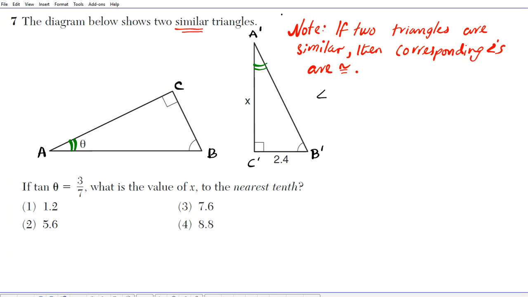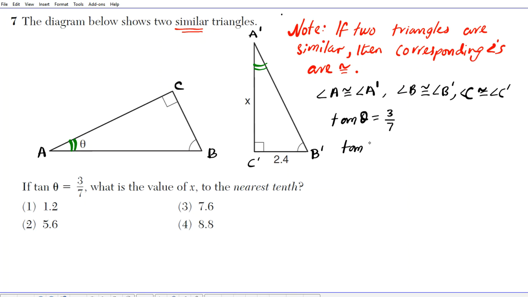So angle A is congruent to angle A prime. Angle B is congruent to angle B prime. And angle C, of course, is congruent to angle C prime. We're told that tan of theta is equal to 3/7. Basically, tan A is telling us that tan A is equal to 3/7.